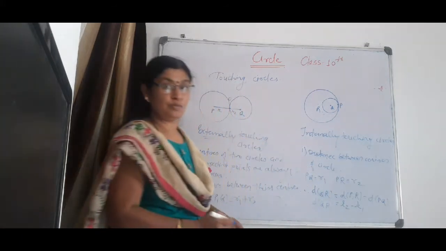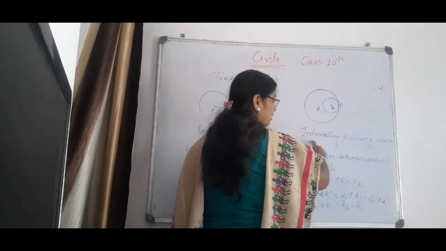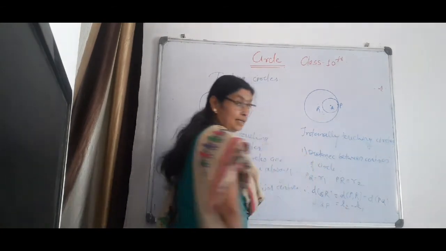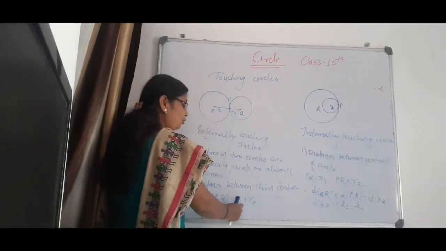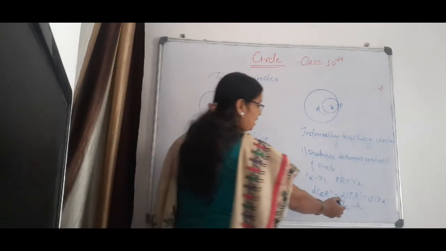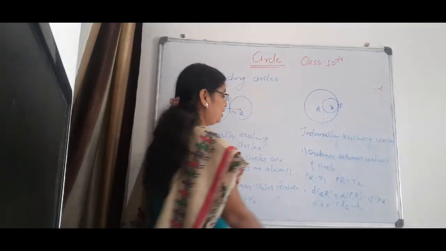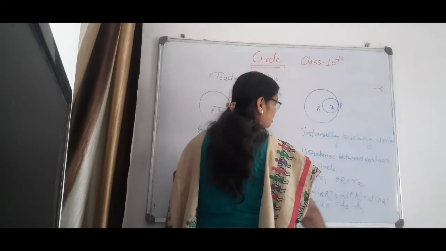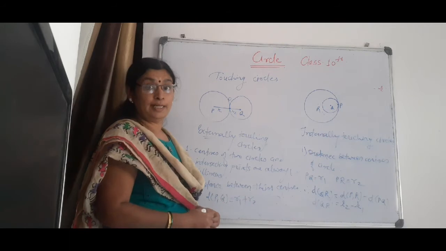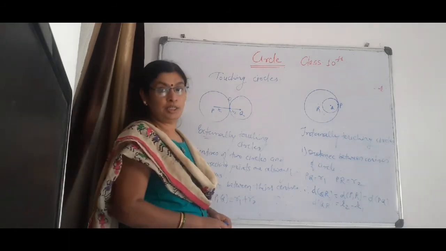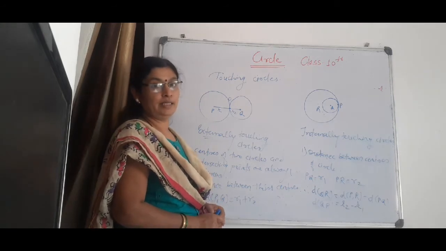What is distance QR? r2 minus r1. If the circles are internally touching, you have to subtract the radius, and if the circles touch externally, you have to add the radius. Subtract the smaller radius from the greater radius: radius of bigger circle minus radius of smaller circle. The next exercise depends on these touching circles. You have to use the properties of touching circles and then find the answers.